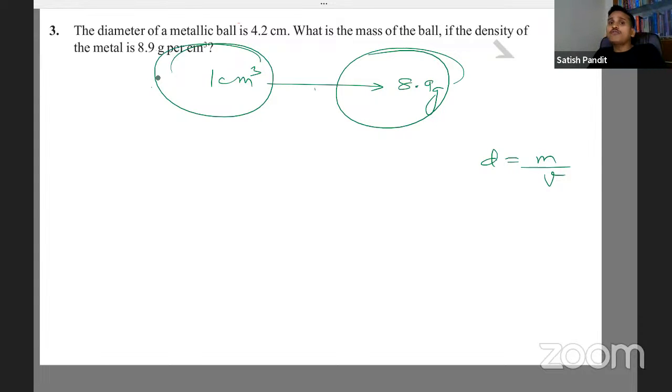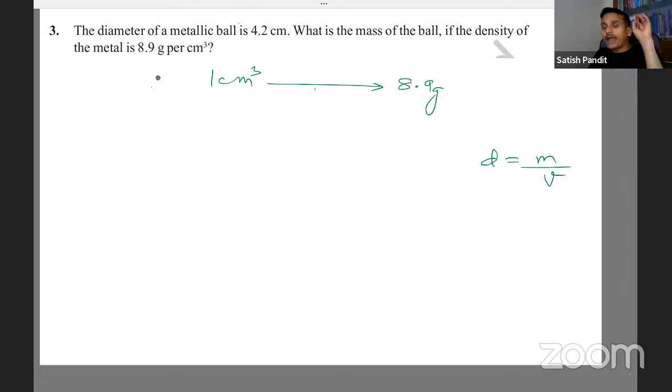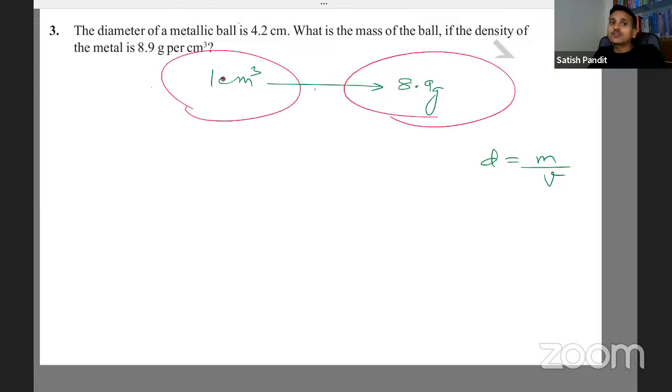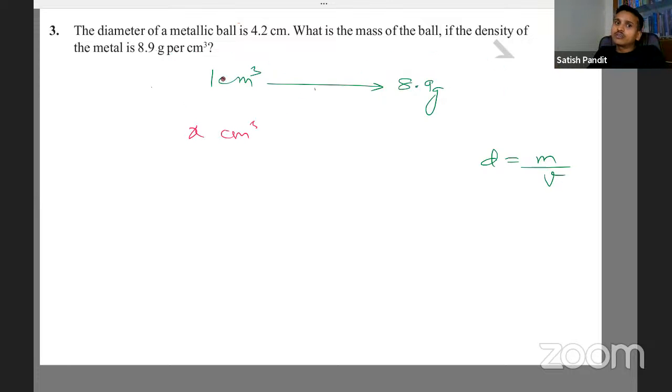Now, how to find the mass of the ball? To find the mass of the ball, first of all, we'll find the volume of the ball. 1 centimeter cube is this much gram, so whatever centimeter cube you are getting, that will multiply with 8.9. Suppose you get x centimeter cube. So to find the mass, x into 8.9. X is the volume, whatever answer comes. So let's find the volume.